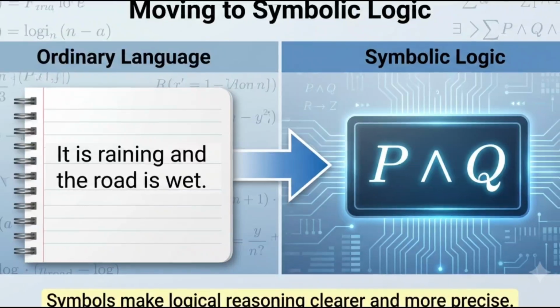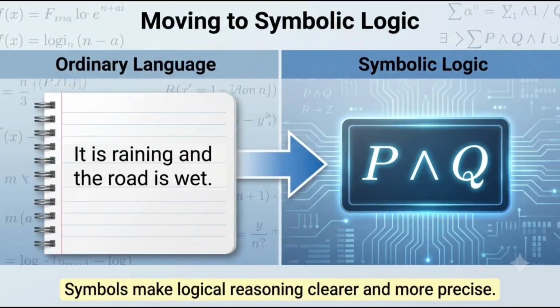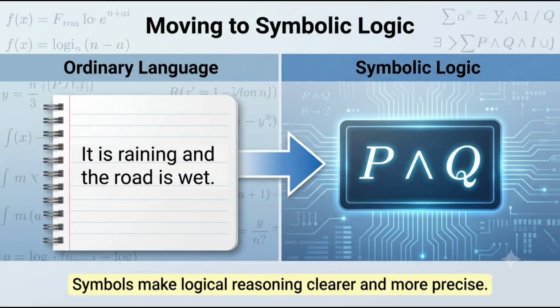So far, we have worked with ordinary language. However, long sentences can become confusing. To avoid ambiguity, logicians use symbols. This system is called symbolic logic, and it allows us to express arguments clearly and precisely. Let's see how it works.